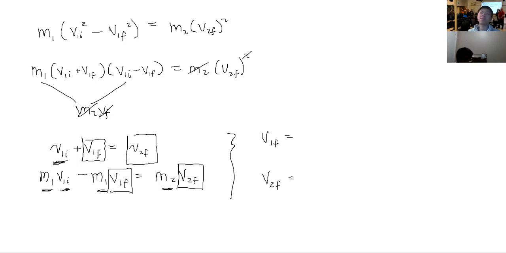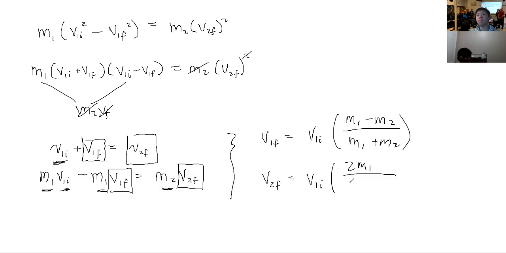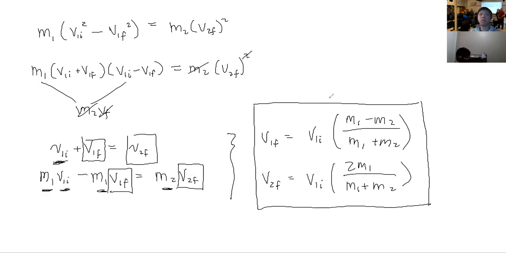All right, if you want to, you can work this out by yourself at home in more detail. But for now, I'll just tell you what the answers are. I think Ivan got them all right. V1F is equal to V1I times (M1 minus M2) over (M1 plus M2). And V2F is equal to V1I times 2M1 over (M1 plus M2). These are the two body collision equations.